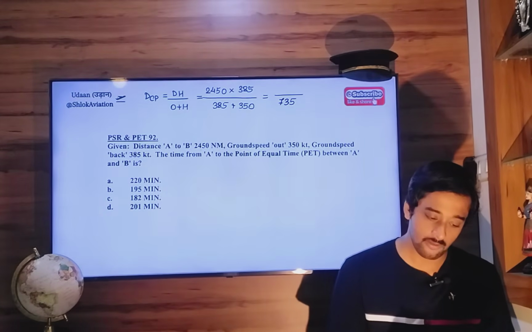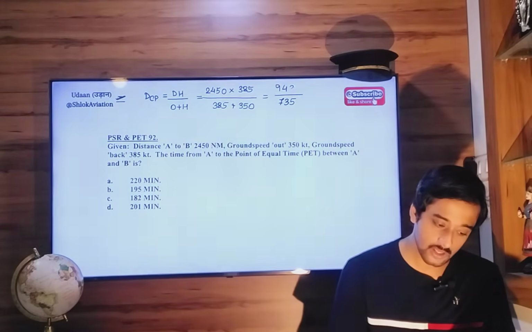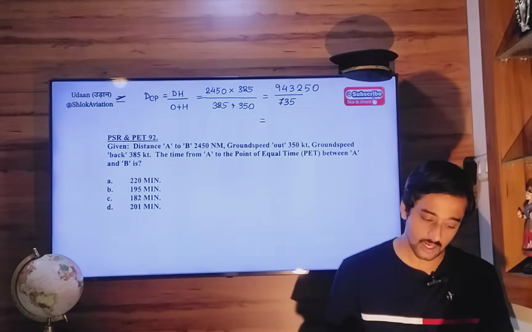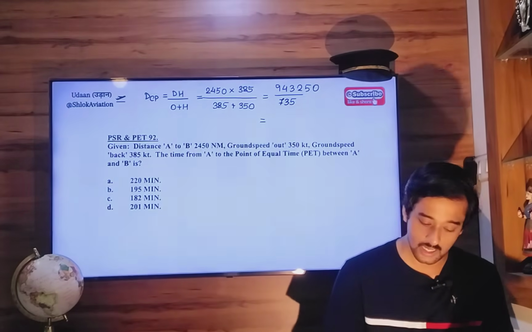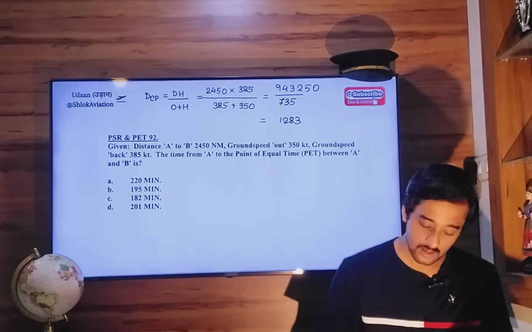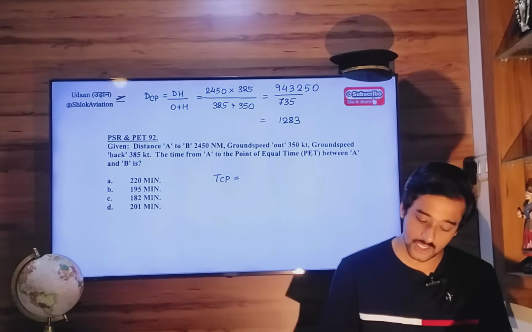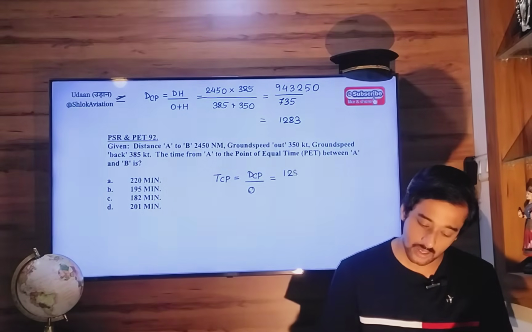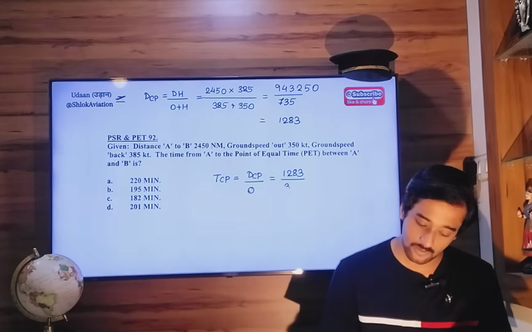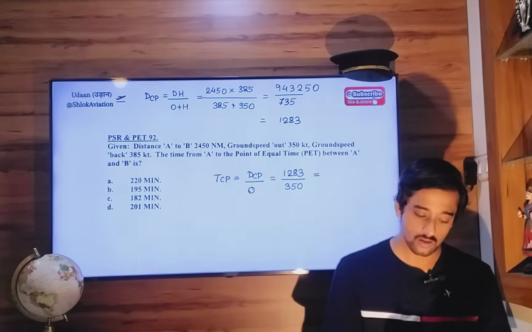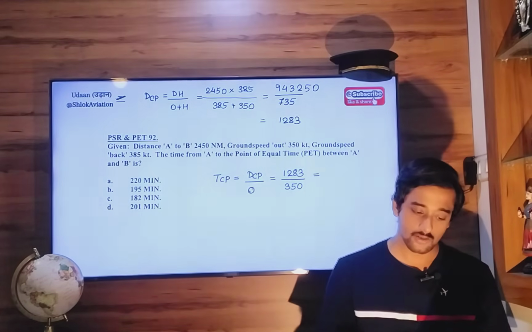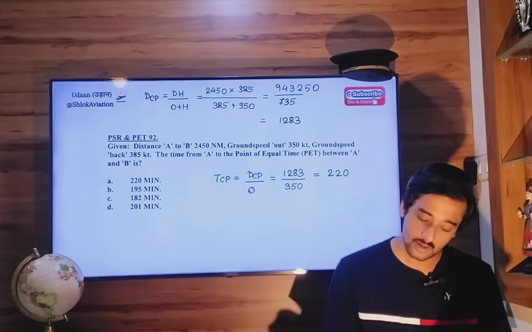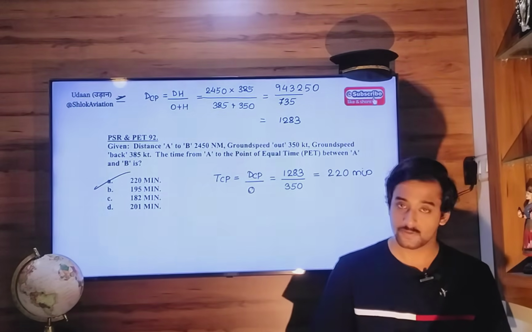2450 into 385, 943250. Divided by 735 is 1283 nautical miles. So time to critical point will be distance to critical point divided by outbound speed. So 1283 divided by 350. 3 hours 40 minutes or 220 minutes. 220 minutes. So option alpha.